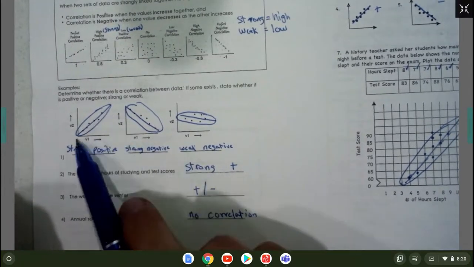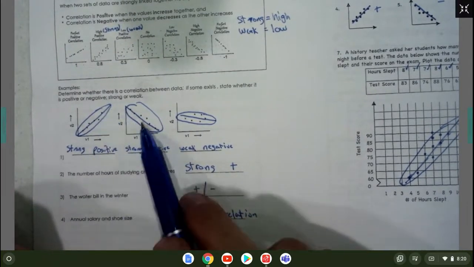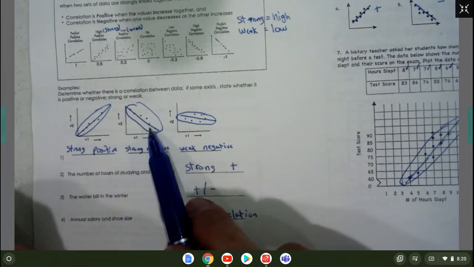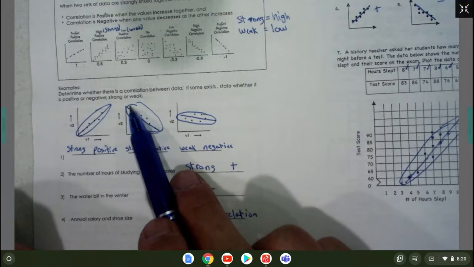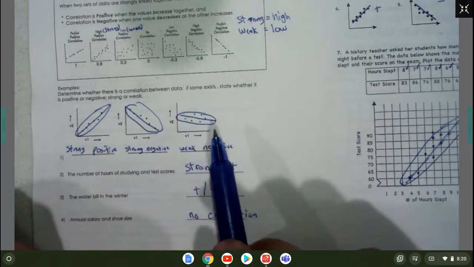I asked you all to go ahead and try those on your own, determine if it was positive or negative, strong or weak. And we talked about these in class last time. So this one was a strong positive correlation. This was a strong negative correlation. All right, these points are all pretty bunched up. These are increasing as we go to the right. These are decreasing as we go to the right.